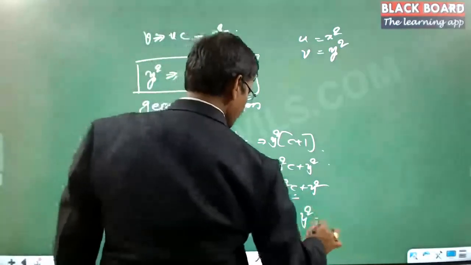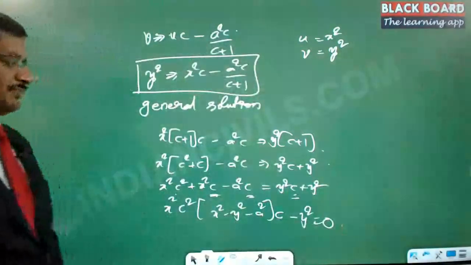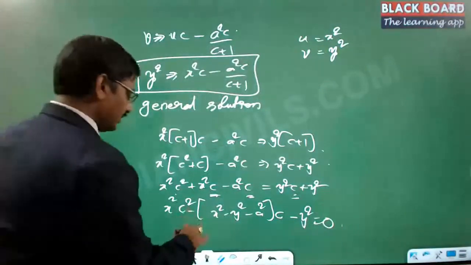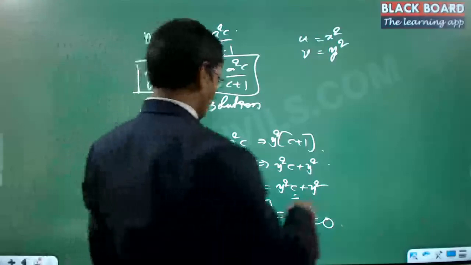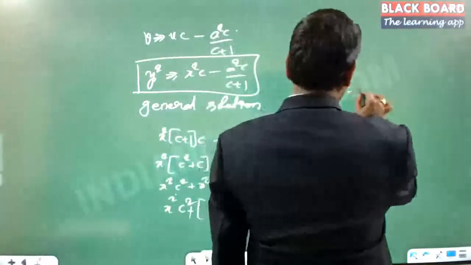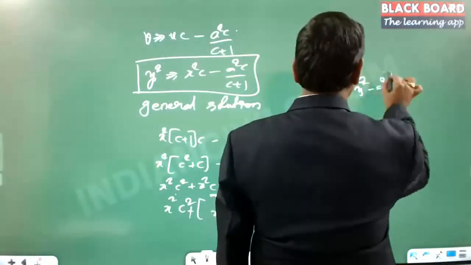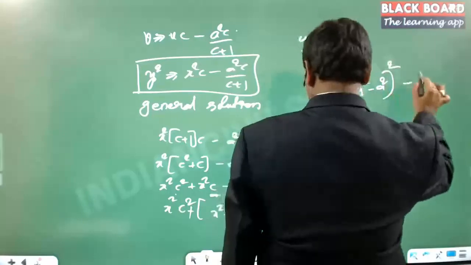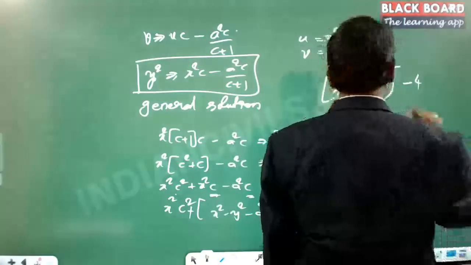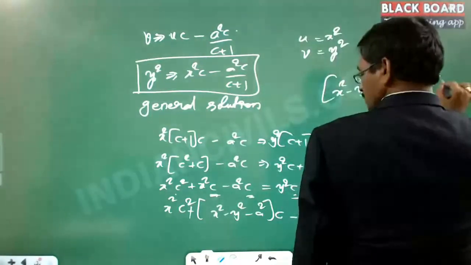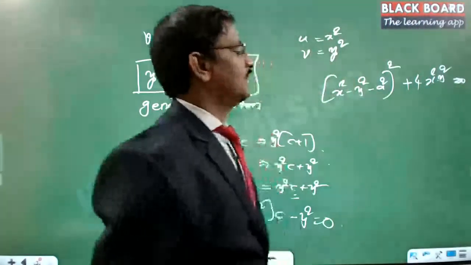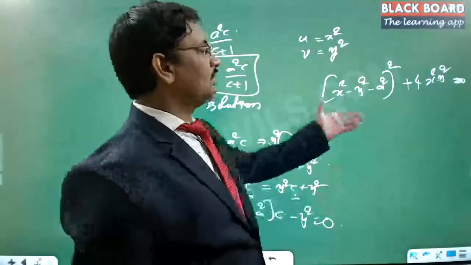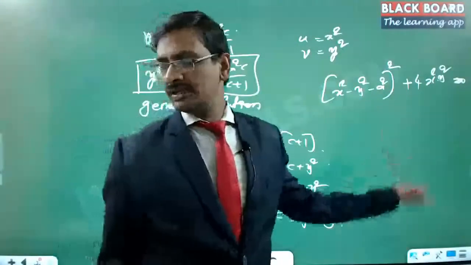Minus y square equal to 0. So this is the C quadratic equation, right? Now in this C quadratic equation, we can identify b square minus 4ac, that is (x square minus y square minus a square) whole square minus 4ac, so 4x square y square equal to 0. Now this we will have to simplify to identify the singular solution.